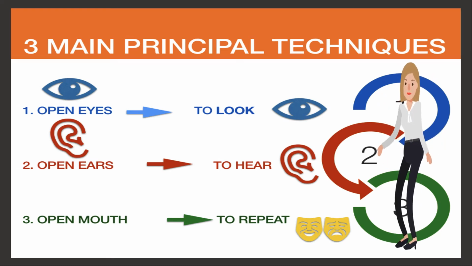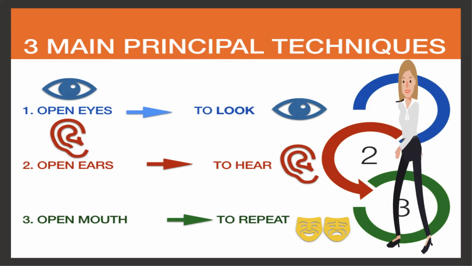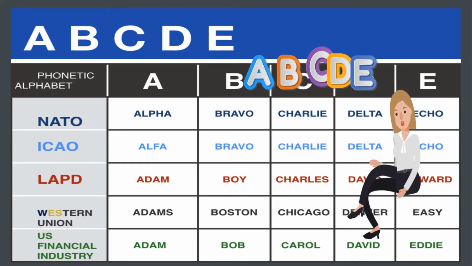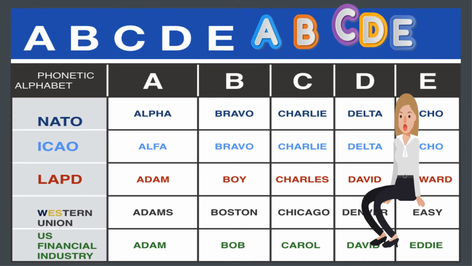And open mouth. Please, look, listen and repeat. Hi guys, let's get started our review by comparison 5 phonetic alphabets. Guys, please look at the vertical column. For example, for the letter A corresponding codes as in the next words: Alpha, atom. For the letter B as in Bravo, Boy, Boston, Bob. For the letter C as in Charlie.